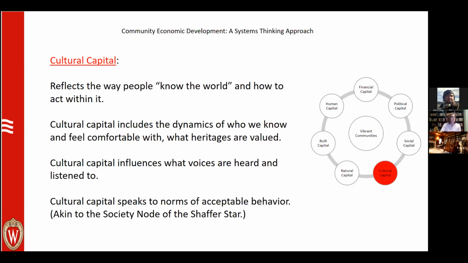What are the influences? What voices are heard and listened to? This is kind of akin to the society node of the Schaefer star. What's acceptable behavior? What's not acceptable behavior? How do we celebrate our history, our traditions, and things like that?